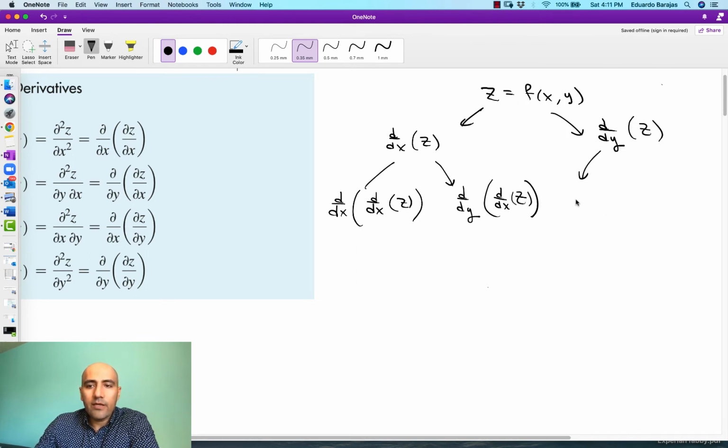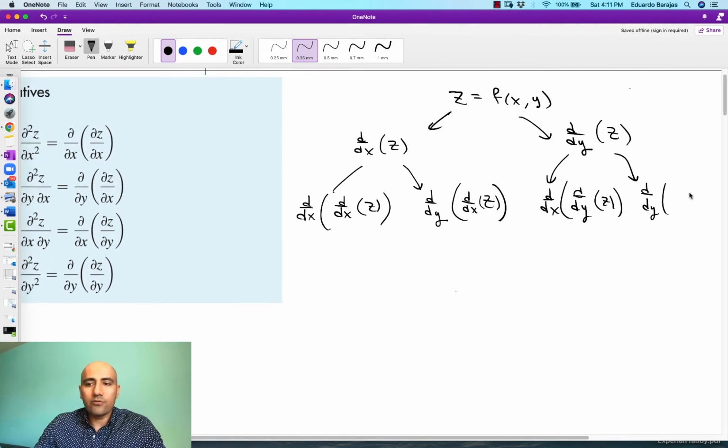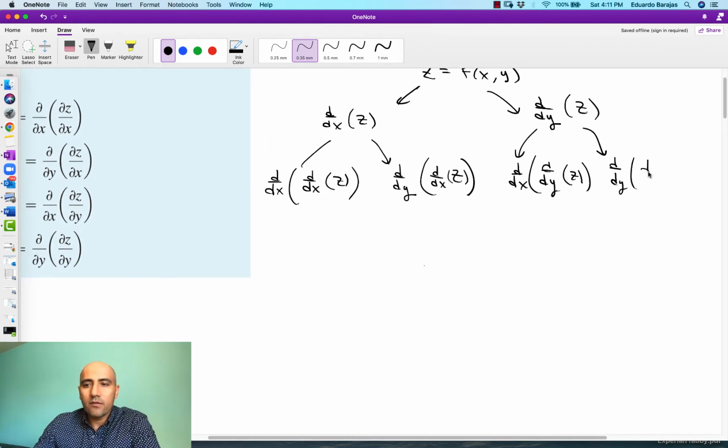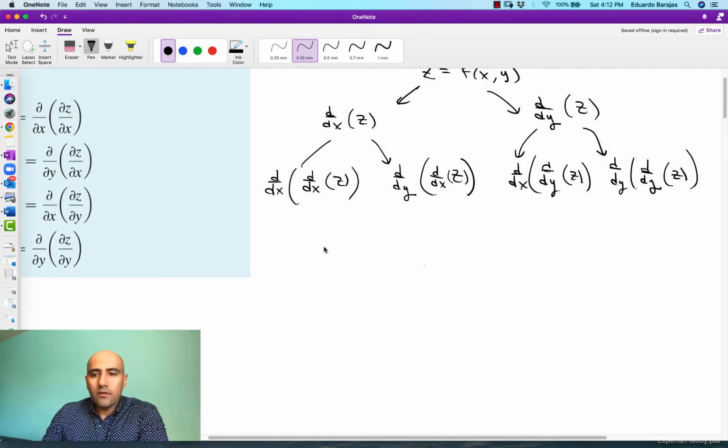And same thing over here, we can do the derivative with respect to x on the function that we first got as the derivative with respect to y on z, or we can do the derivative with respect to y on the function that we got that was the derivative with respect to y on z. And that's all pretty messy, so we developed this new notation. Okay, so let's clean this up a little bit.